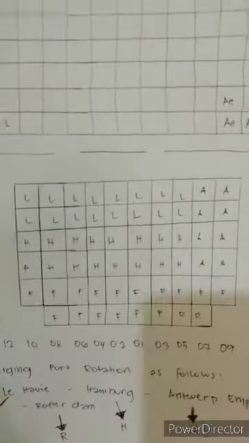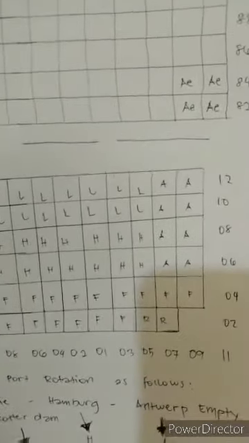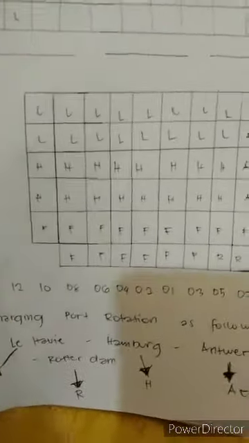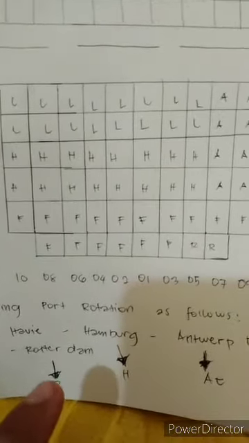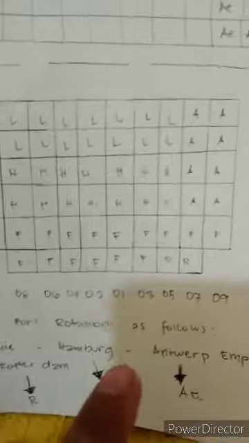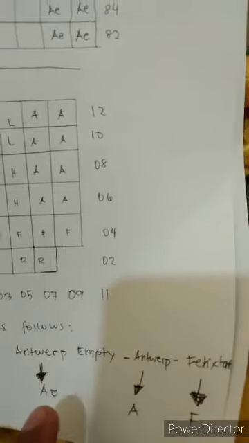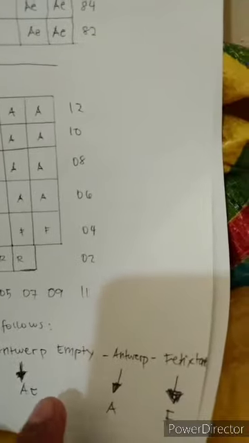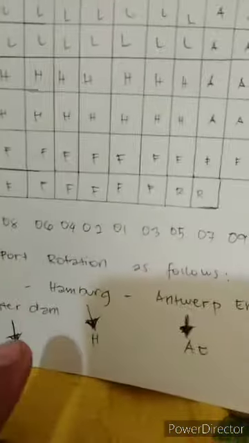We have seen any kinds of rotation as follows. L stands for Le Havre, Hamburg stands for H, Antwerp empty stands for AE, Antwerp stands for A, and Felixstowe stands for F, then Rotterdam is R.